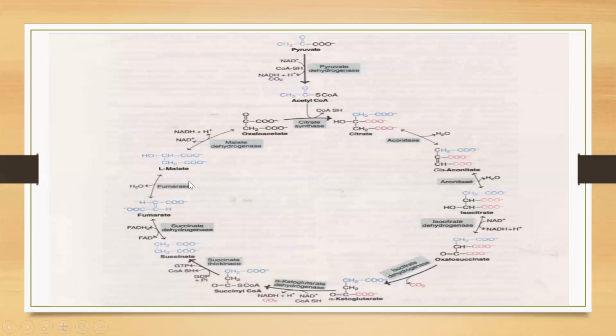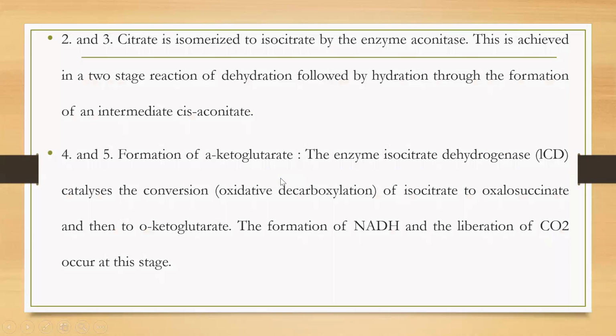Fumarase enzyme is involved here, and after malate, the oxaloacetate is regenerated in the TCA cycle by the enzyme malate dehydrogenase. At this step, the third NADH molecule is produced and the oxaloacetate is regenerated, and then this oxaloacetate again enters into the TCA cycle. It again combines with the acetyl coenzyme A and forms the citrate, and the cycle will then continue. So this is all about the TCA cycle.